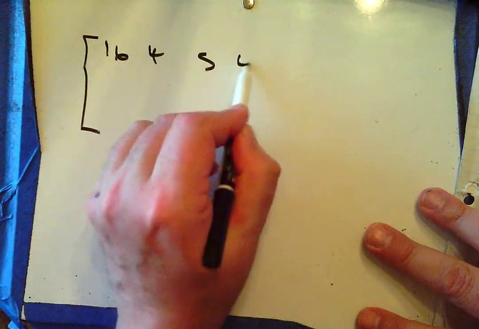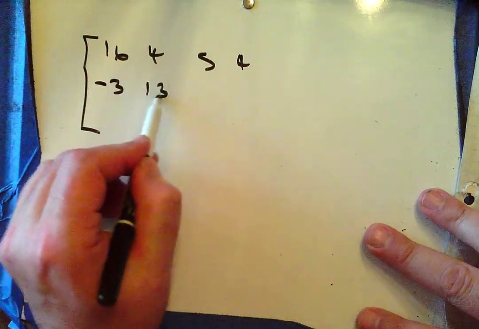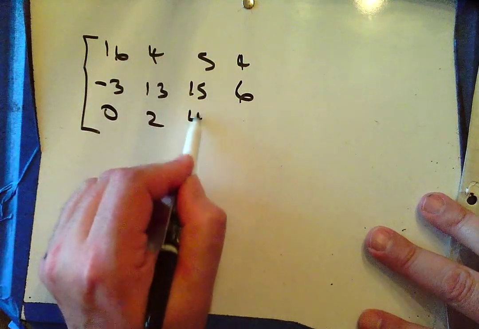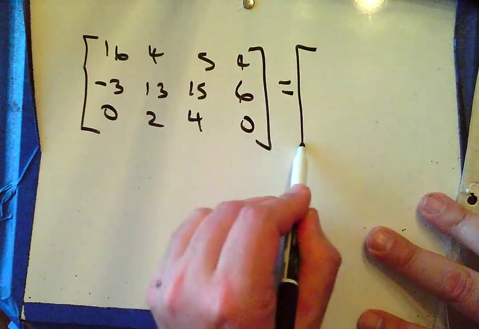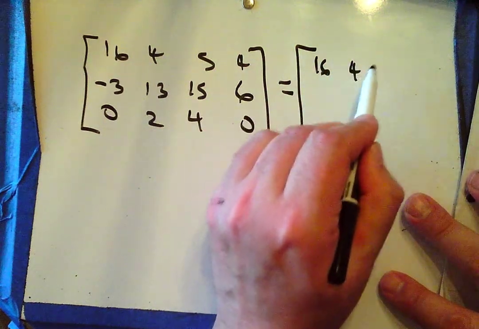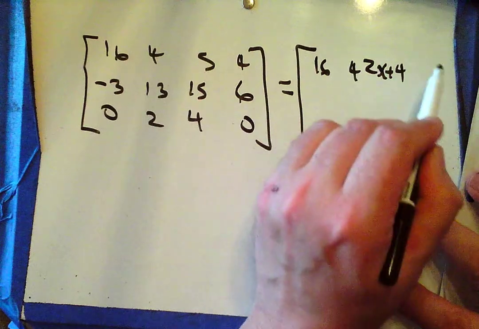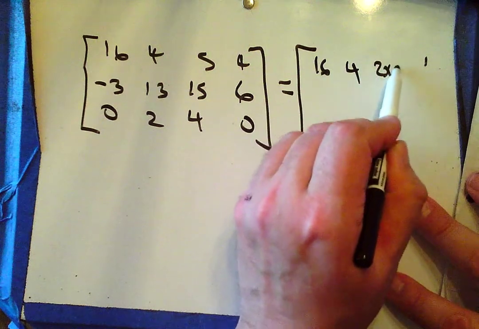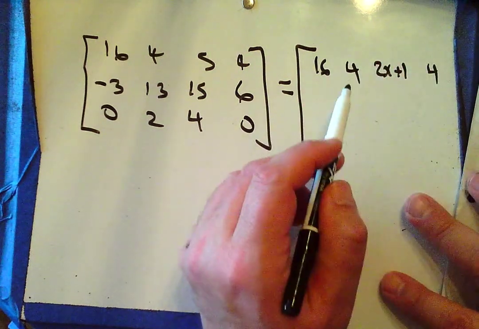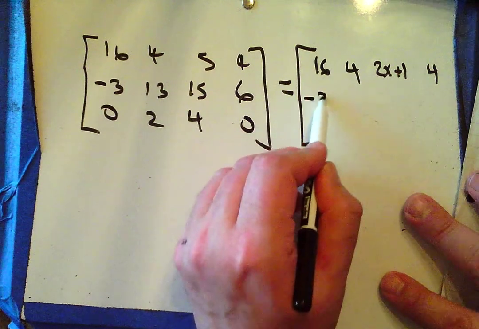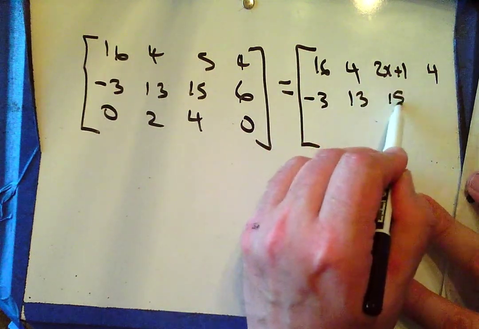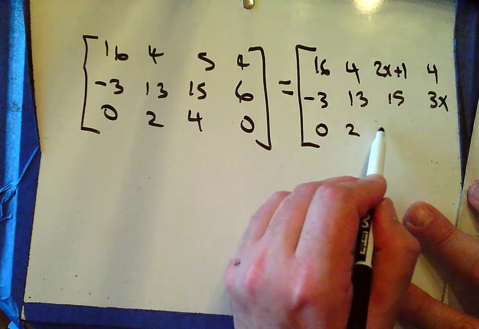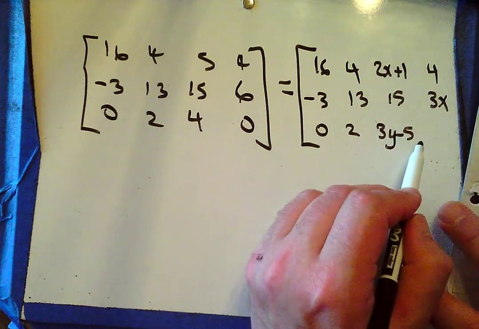16, 4, 5, 4; -3, 13, 15, 6; 0, 2, 4, 0 equals 16, 4, 2x plus 1, 4. And then on the second row we've got -3, 13, 15, 3x; 0, 2, 3y minus 5, 0.